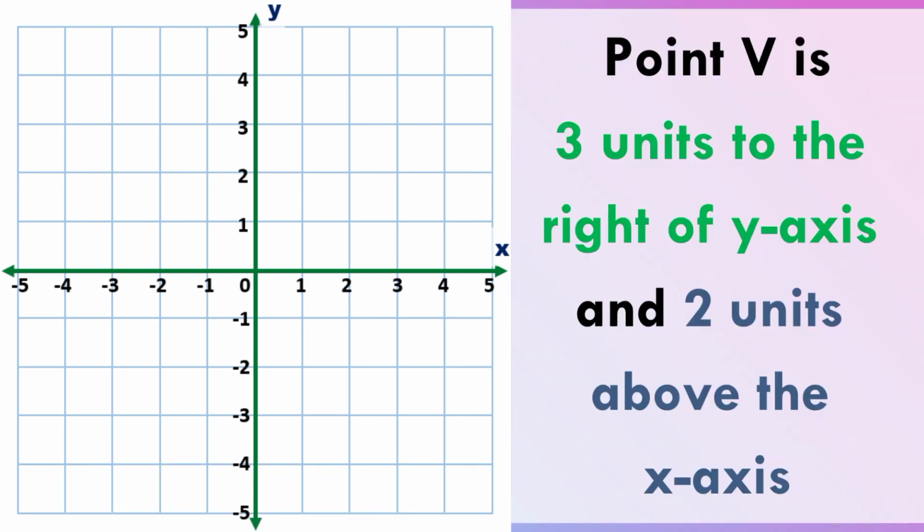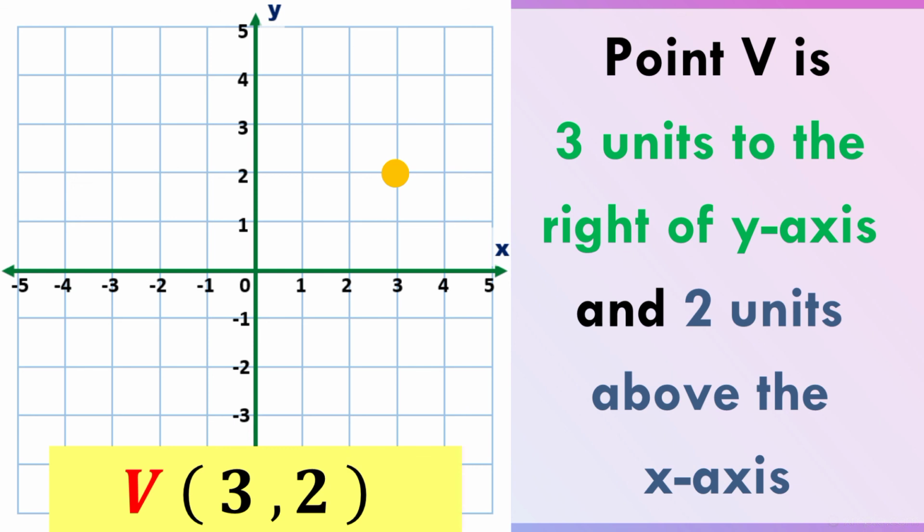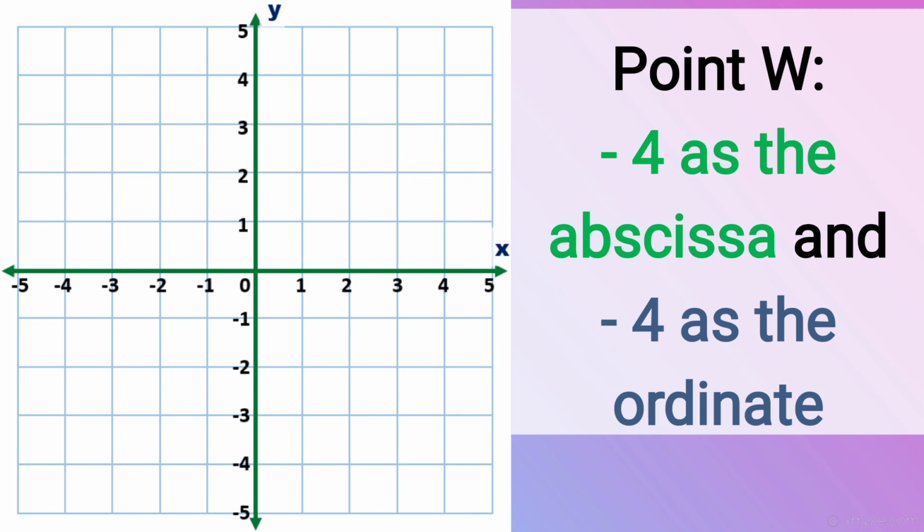Another, point V is 3 units to the right of the y-axis and 2 units above the x-axis. So where is point V? There you go. Therefore, point V has coordinates of +3 and +2. Point W, -4 as the abscissa and -4 as the ordinate. So where is point W? There you go.